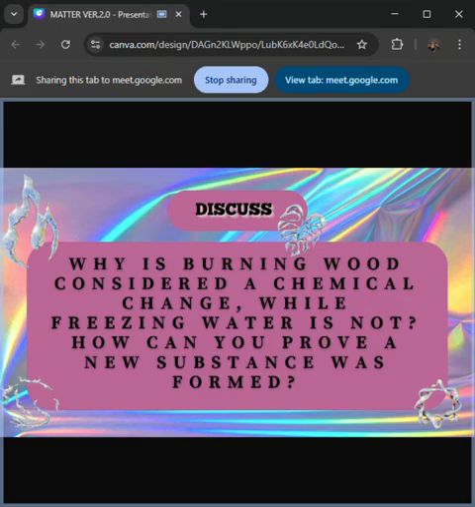Okay, ma'am. So the question is, why is burning wood considered a chemical change while freezing water is not? How can you prove new substance was formed? So for me, ma'am, burning wood is considered a chemical change because the process is actually irreversible. Meaning, it can no longer return to its original state, no? Because its physical appearance has changed.